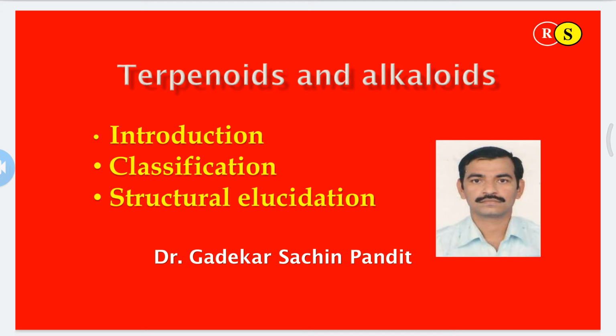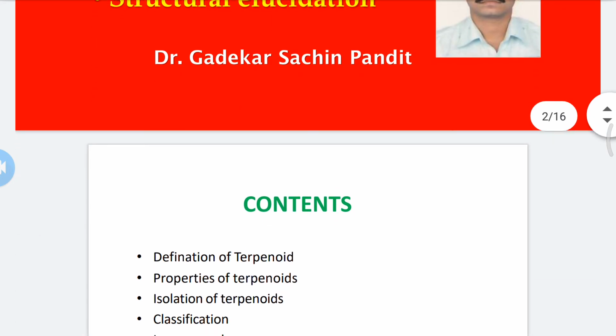Then PMR suggests the environment and type of protons. All this information helps to determine the structure of a compound. They were discussed in the last lecture. So today we will discuss terpenoids and alkaloids, first the introduction.